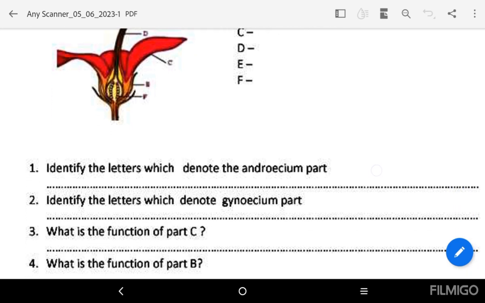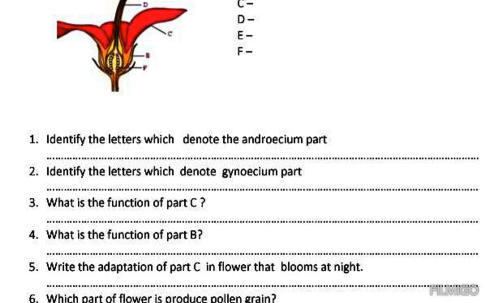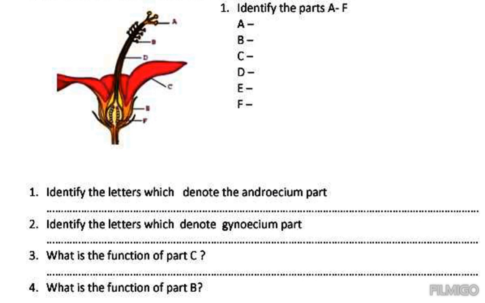Question number two. Identify the letters which denote the gynoecium part. Gynoecium means the female part of the flower. It consists of three main parts: stigma, style and ovary. Ovules are present within the ovary. And the function of gynoecium is the production of seeds. In the second question, they are asking us to identify the letters which denote the gynoecium part. So it should include the stigma, style and ovules or ovary. So, we can take A, D, F.